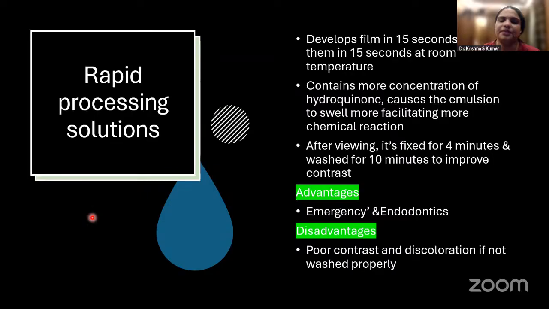So next technique is rapid processing solutions. In rapid processing solutions, it is done in a very shorter period of time. Developing takes only 15 seconds. Fixing takes only 15 seconds at room temperature. So it contains more concentration of developer. Because of that, there is increased facilitation or increased entry of the chemicals into the emulsion.